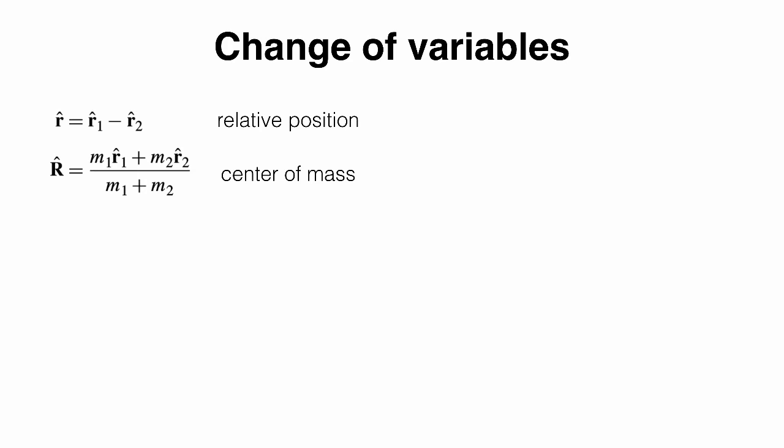And we're also going to talk about the center of mass position, which is, again, just the average between the two positions, weighted by the mass of each particle. Again, this is a very typical thing we do each time we try to solve a two-body problem. Nothing really new.